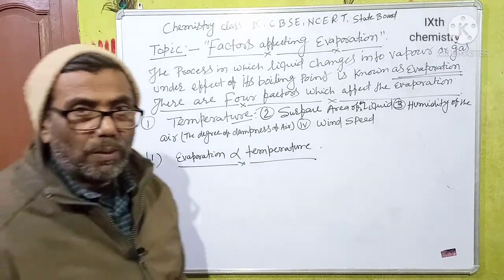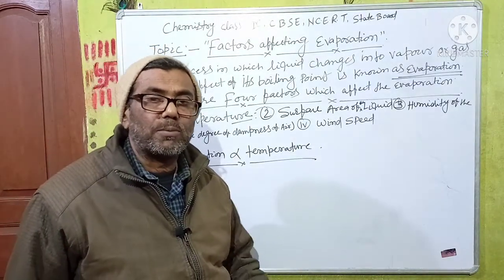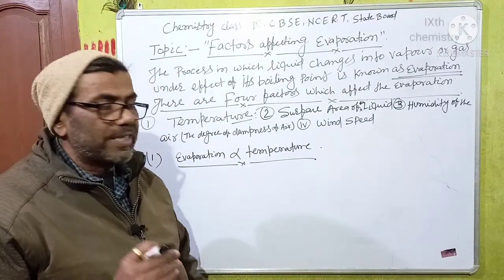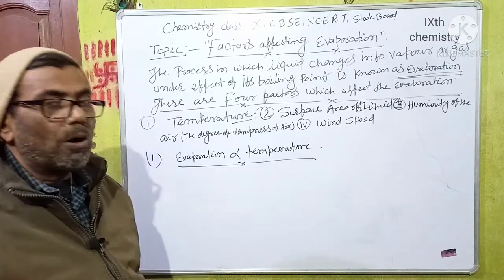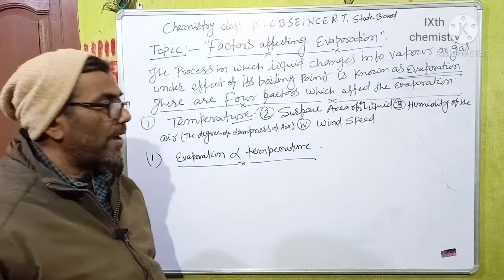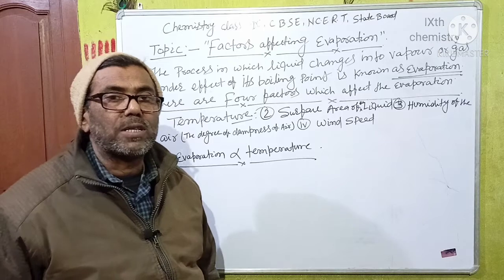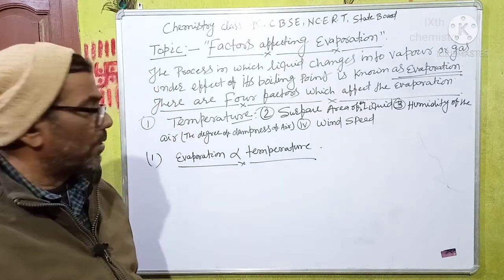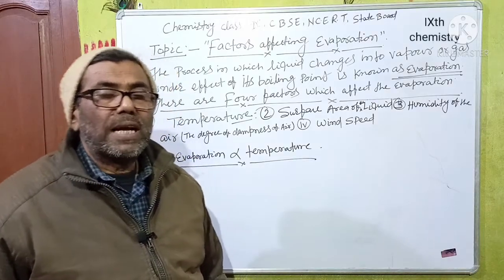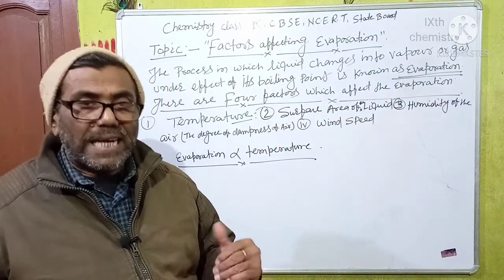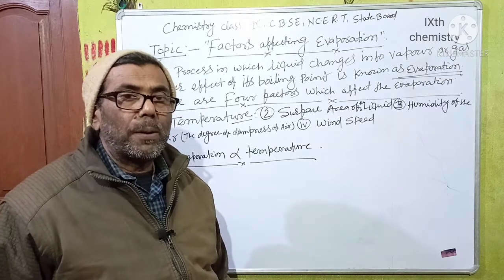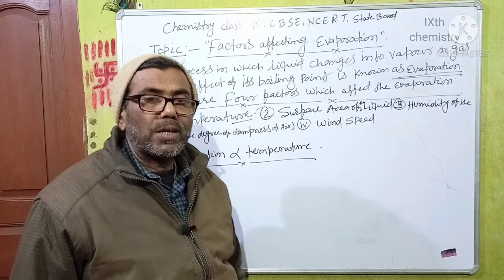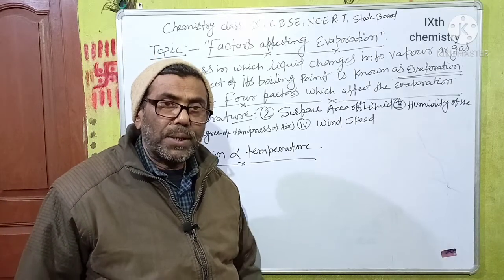First of all, we shall discuss the definition of evaporation. The process in which a liquid changes into vapor or gas below its boiling point is known as evaporation. So understand that the process in which any liquid changes into vapor below its boiling point is known as evaporation.